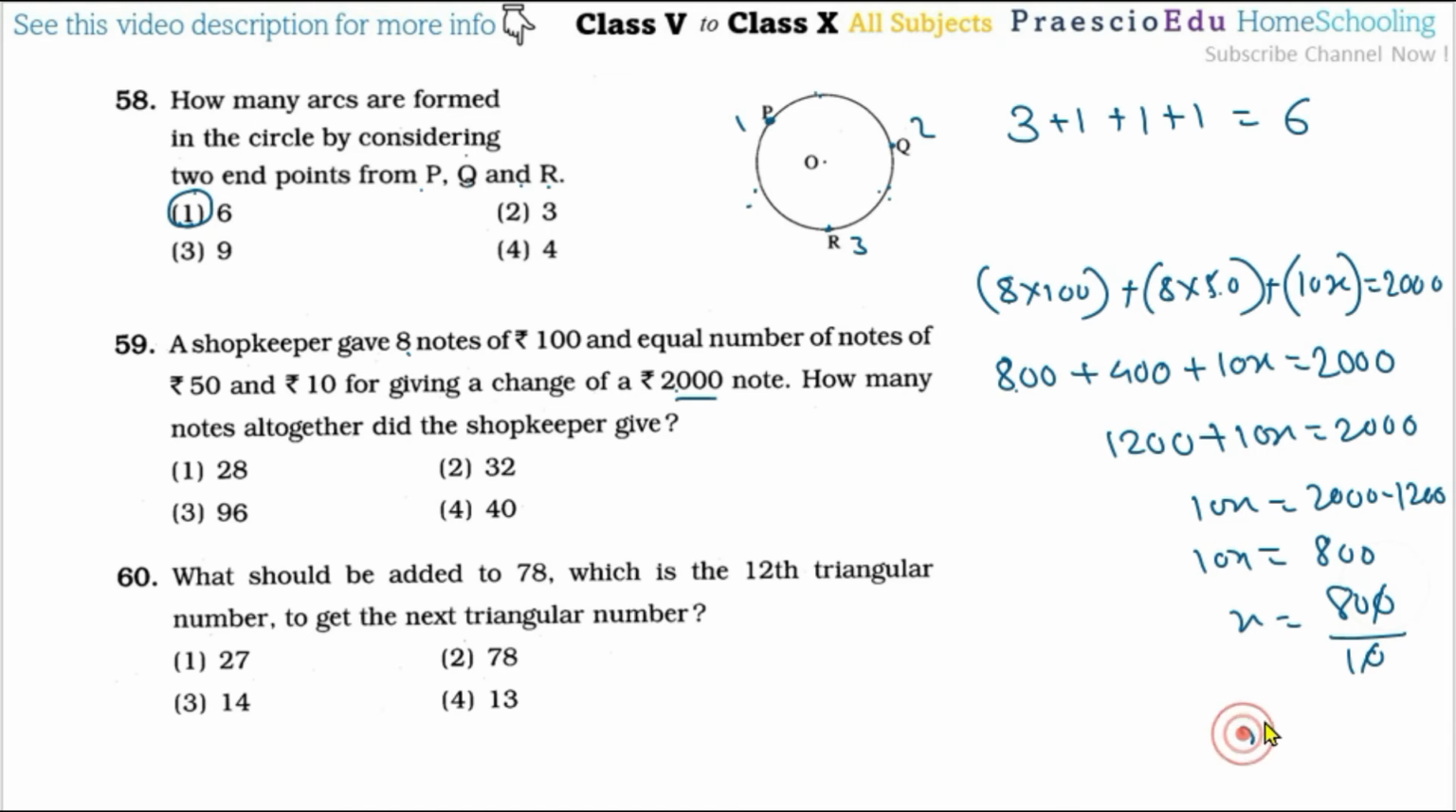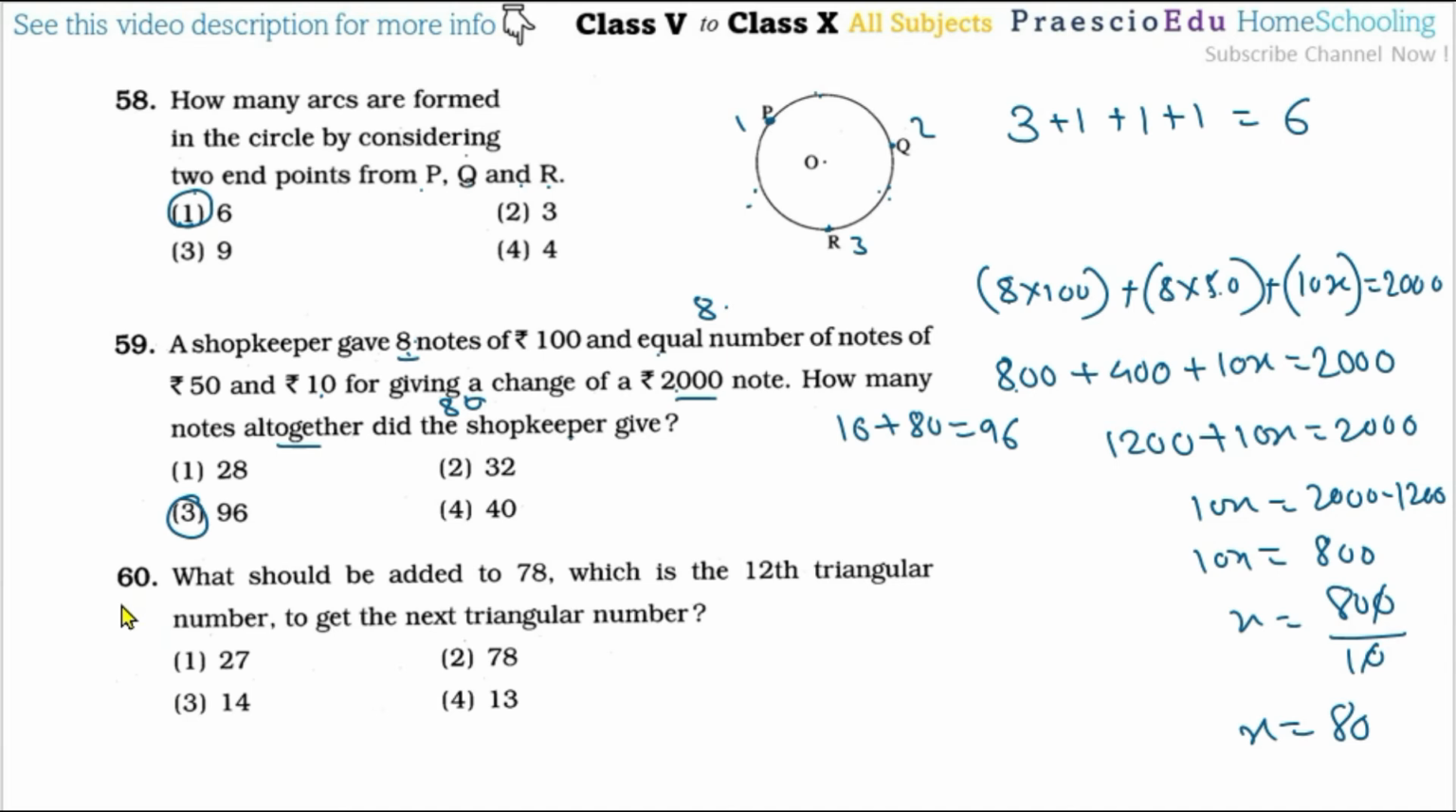So this x is equal to 80, which means 80 notes of 10 rupees. But how many notes altogether? Altogether means total, what did the shopkeeper give? Now these 8 notes, and here also 8 notes. So 8 plus 8 is 16. 16 plus this 80 is 96. So option number 3 is the correct one.